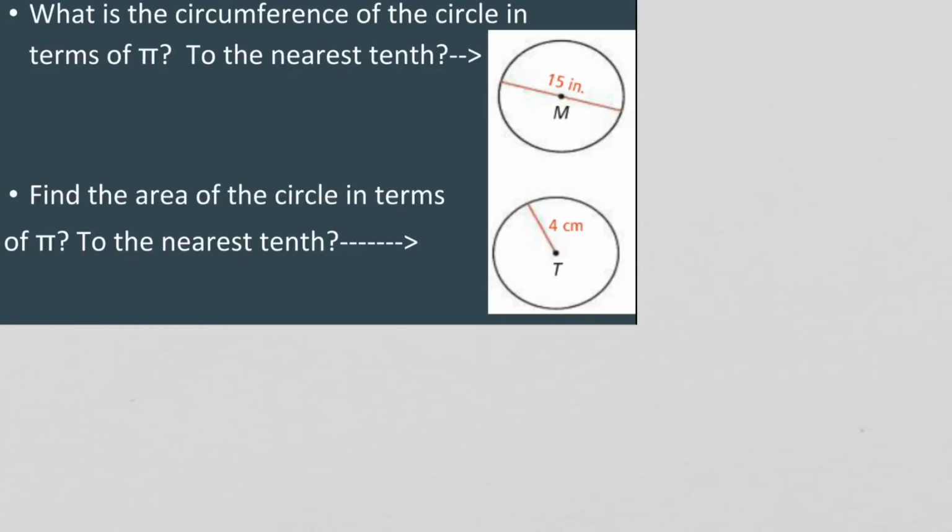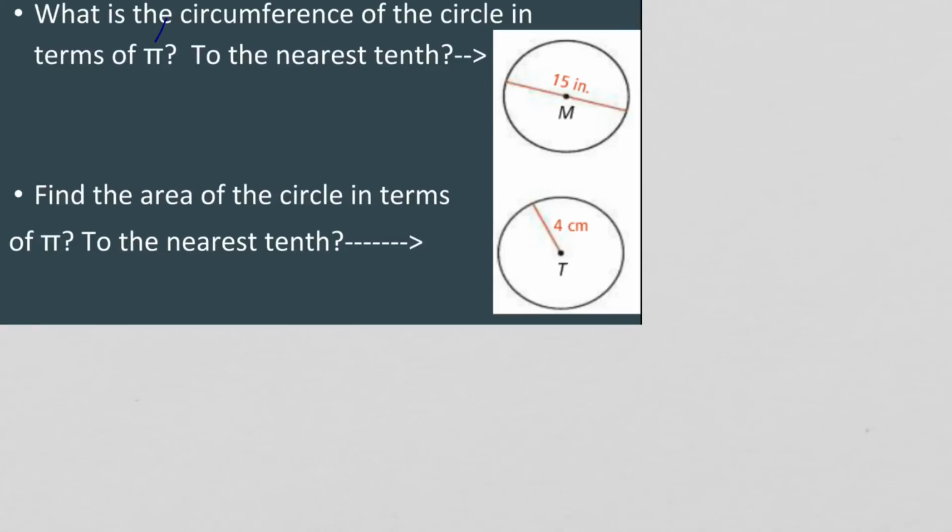All right, here's some questions on circles, real basic ones. We're going to get more into circles later on in the year. We're asking for the circumference and the area. It all depends on the question. Sometimes it asks you to leave the answer in terms of pi, so don't put pi in the calculator. And then sometimes they want you to round it.